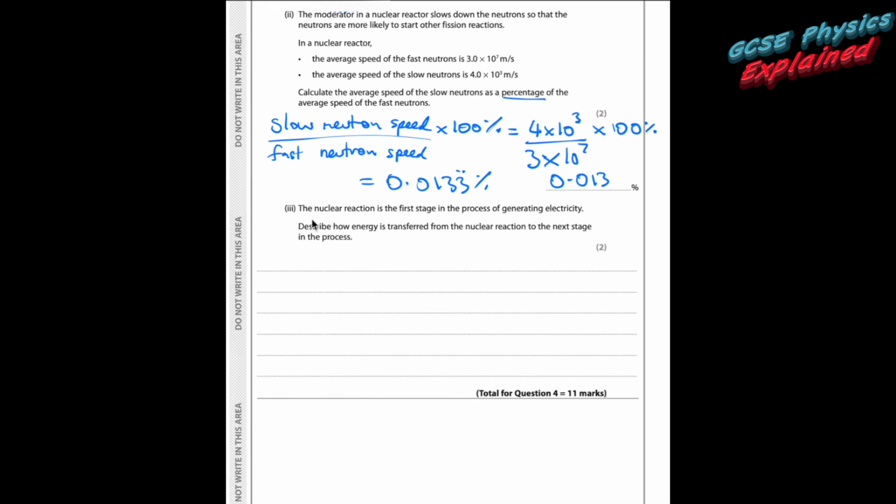Part 3. The nuclear reaction is the first stage in the process of generating electricity. Describe how energy is transferred from the nuclear reactor to the next stage in the process. So, what type of energy is involved in a nuclear reaction? That would be nuclear energy. And that would get transferred into thermal energy.